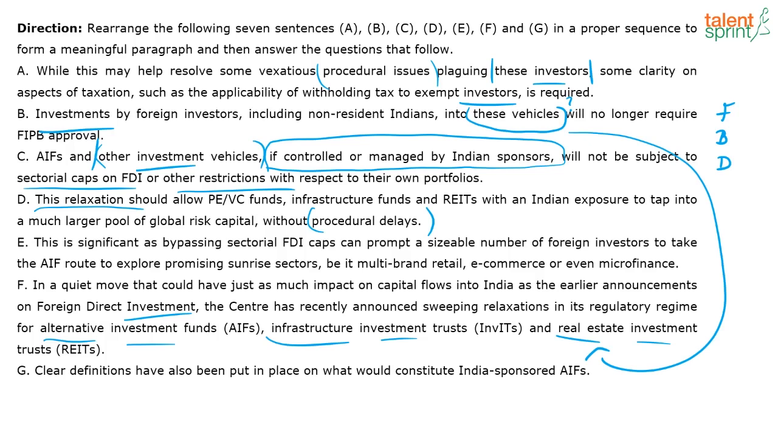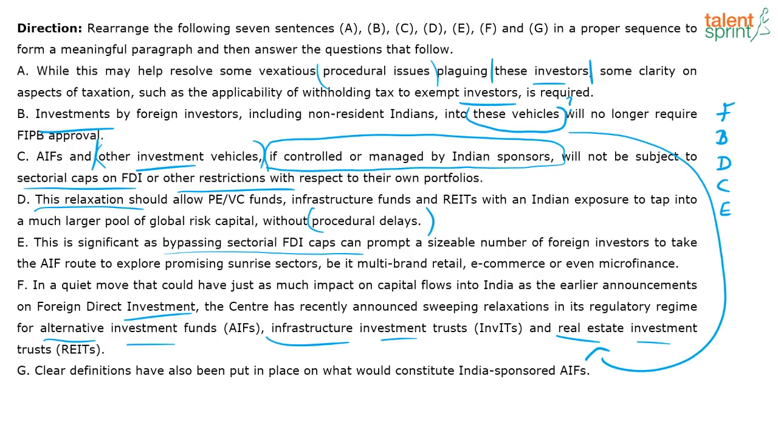So FBDC, right? Now, I am introduced to something called sectorial caps on FDI and other restrictions. Look for repeat words and phrases. After C, is there a sentence addressing the sectorial FDI caps? Which is that sentence? E, right? Yes. It says this is significant as bypassing sectorial FDI caps can prompt a sizable number of foreign investors to take the AIF route to explore promising sunrise sectors, be it multi-brand retail, e-commerce, or even microfinance. Yes, that is correct. So those who got that, you're good to go.